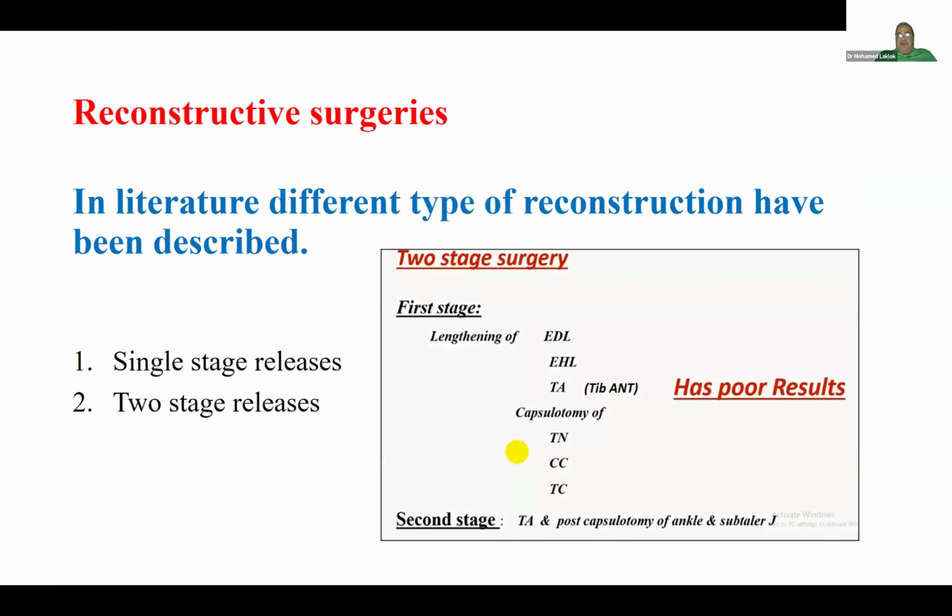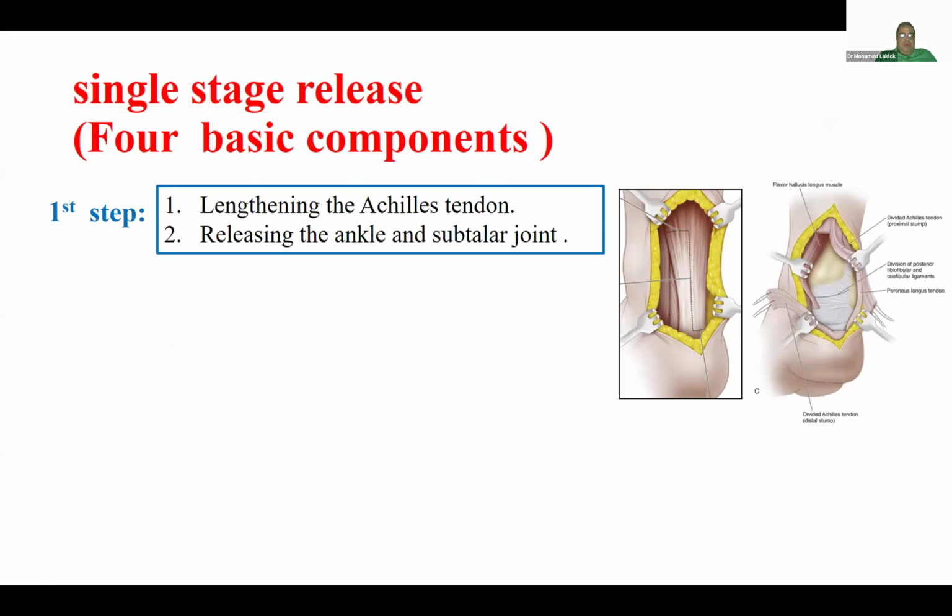In the literature, different types of reconstruction have been described, either single stage or 2 stage. In the first stage of the 2-stage operation, we do lengthening of the extensor digitorum longus, extensor hallucis longus, and tibialis anterior, and capsulotomy of the talonavicular, calcaneocuboid, and talocalcaneal joints. In the second stage, we do tendo-Achilles lengthening and posterior capsulotomy of the ankle and subtalar joint.